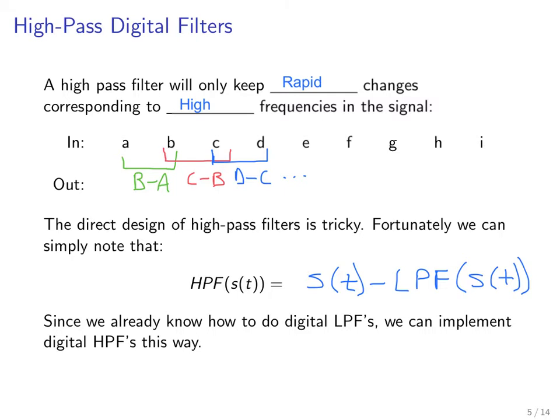And this follows from just linearity of Fourier transforms, in that if we apply a low-pass filter to a signal, we have suppressed the high frequencies and only left the low frequencies. So if we subtract that from the signal itself, then that must leave only the high frequencies. And again, since we already know how to do digital low-pass filtering, we can implement digital high-pass filters this way pretty easily. So that's one way to do it.